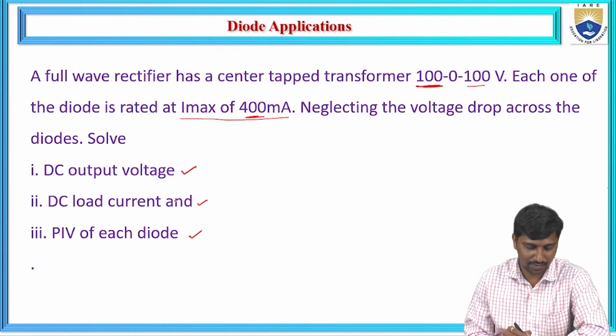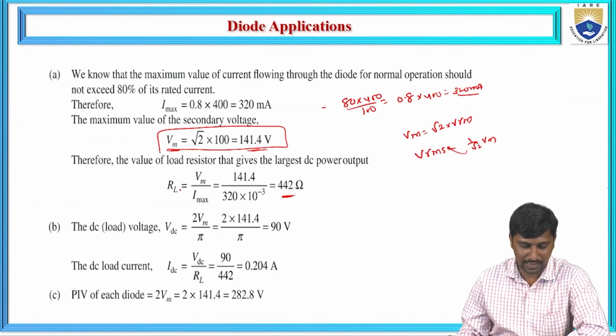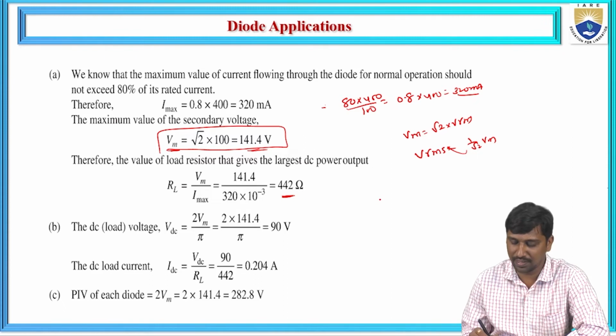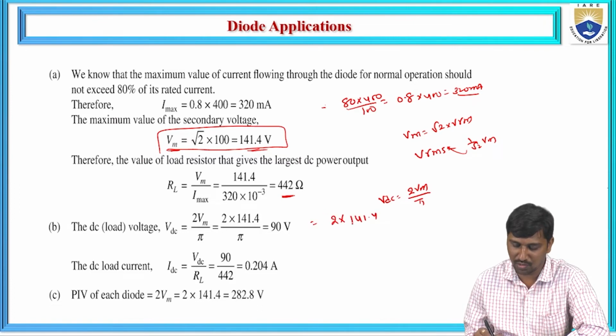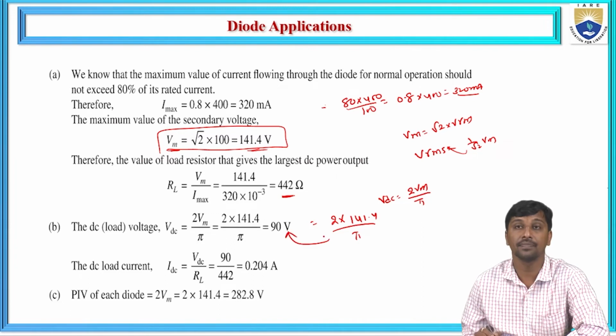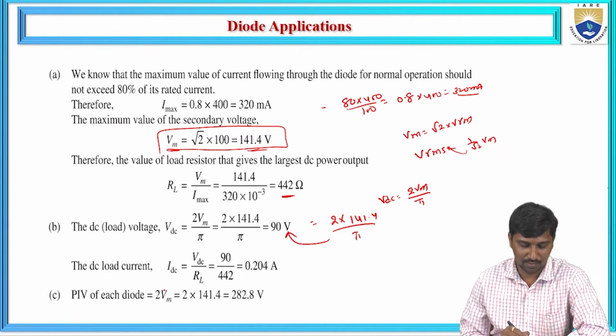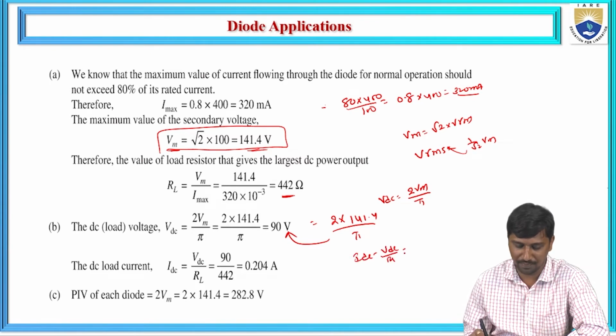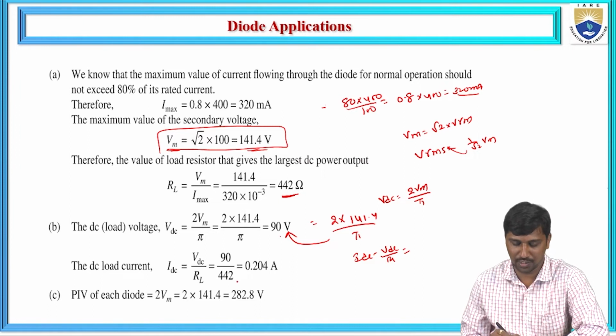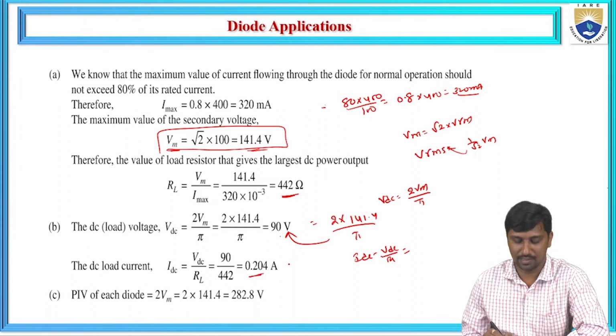Now, in the second case, we need to calculate the DC output voltage VDC. From the full wave rectifier, we know that VDC is equal to 2 VM by pi. So with VM already obtained, that is 141.4, 2 VM by pi gives 90 volts. Similarly, the DC load current IDC is nothing but VDC by RL. So the VDC voltage is 90, and for RL, the required value is 442 ohms, hence the current is 0.22 amperes.